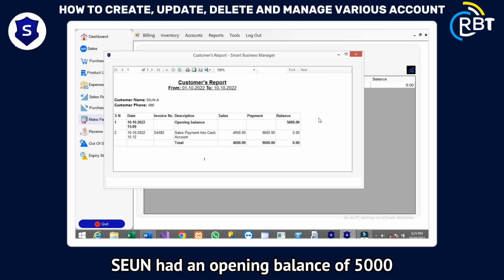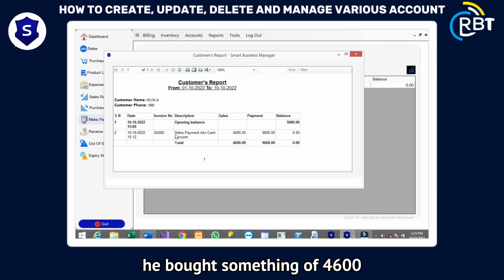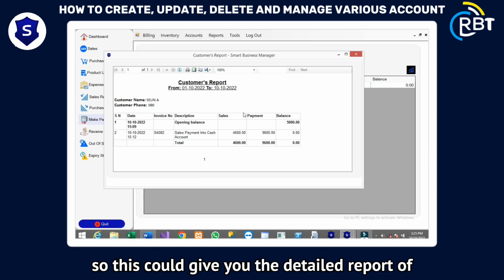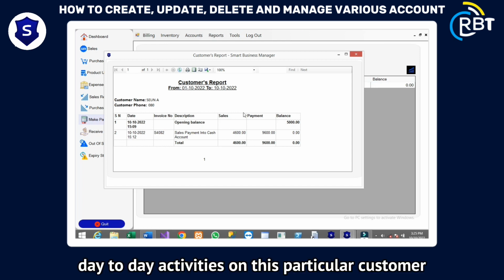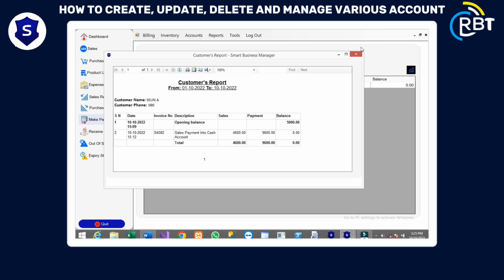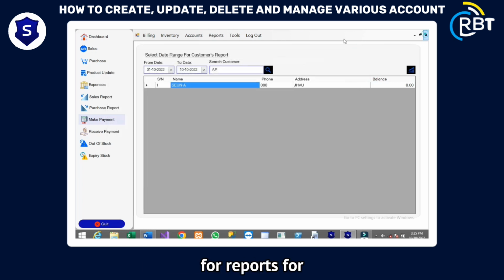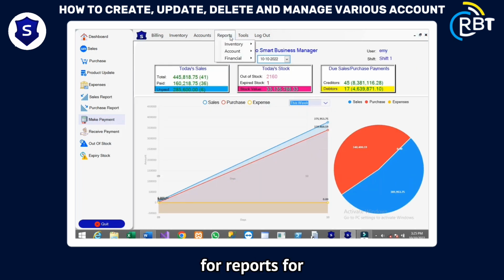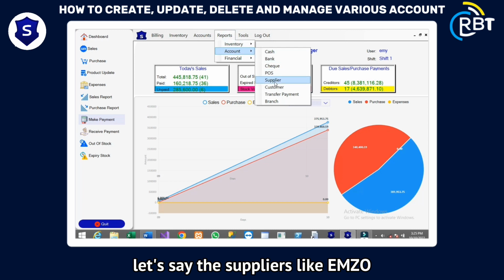Now you can see what went on here. Seun had an opening balance of 5,000. He bought something of 4,600, but he paid 4,600, right? So automatically the balance is 0. So that is it. This could give you the detailed report of day-to-day activities on this particular customer called Seun. The same thing happens for a report for, let's say, the suppliers like Emzor.